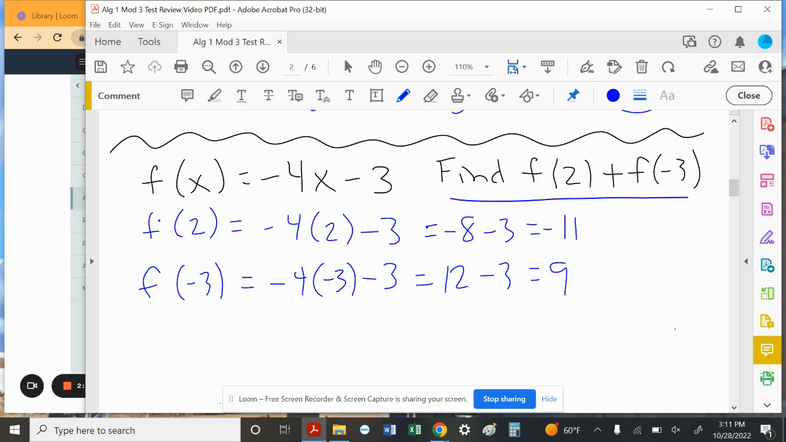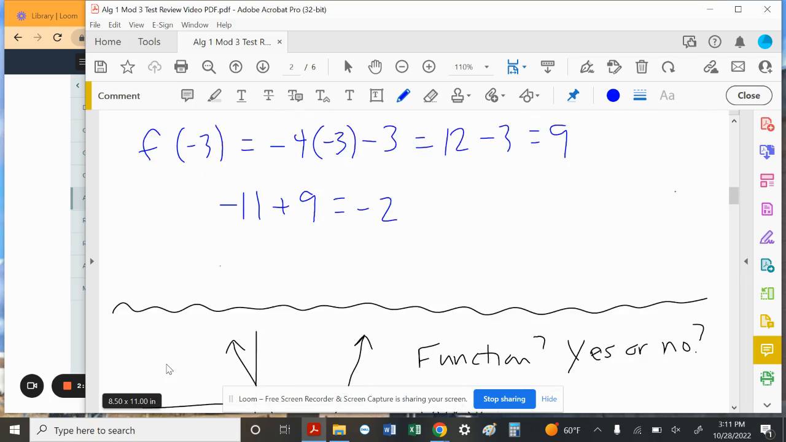And then it says to find them added together. So we would have negative 11 plus 9, which equals negative 2. So this answer right here would equal negative 2. When we add a negative and a positive, remember we subtract them, keep the sign of the largest number.